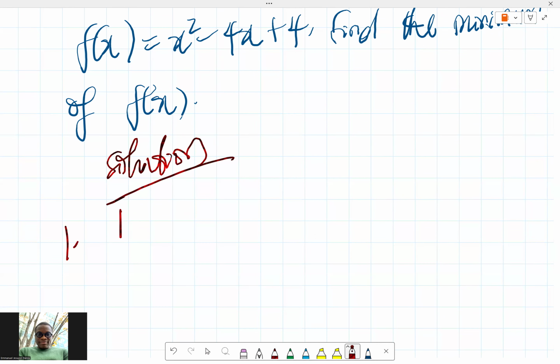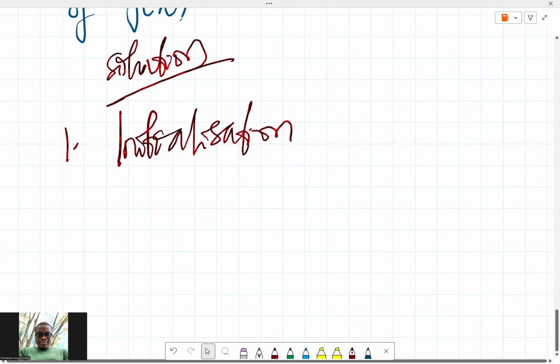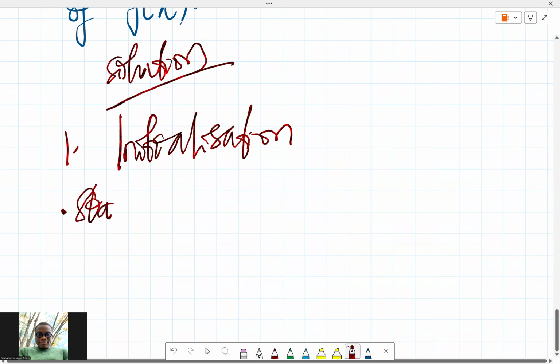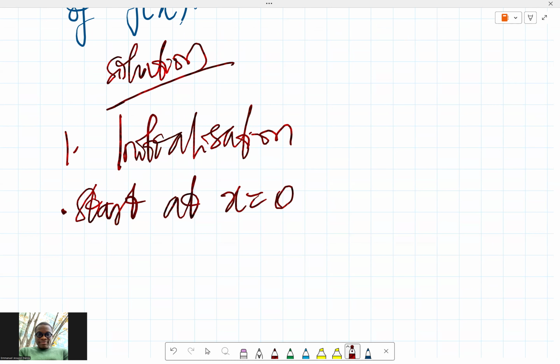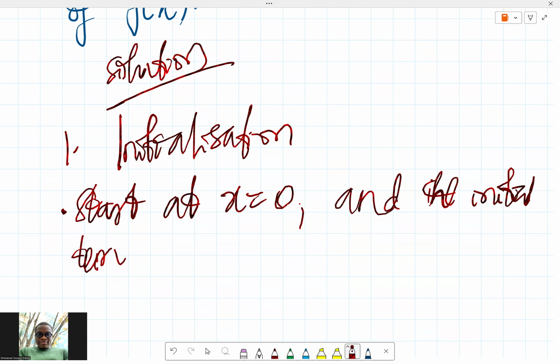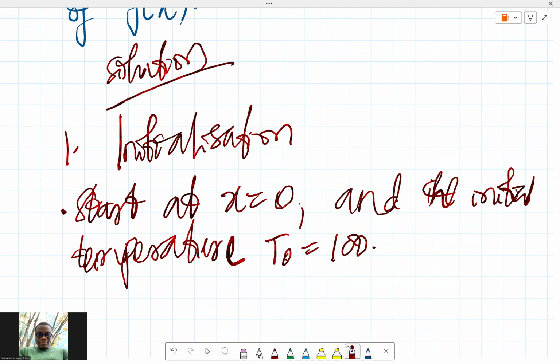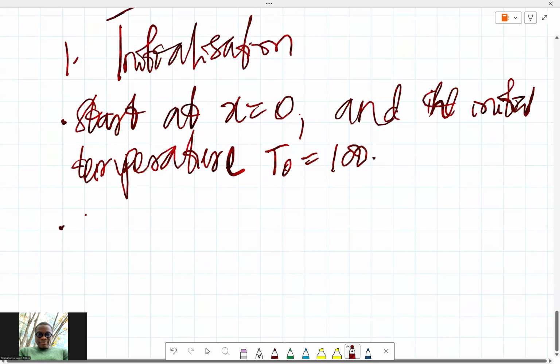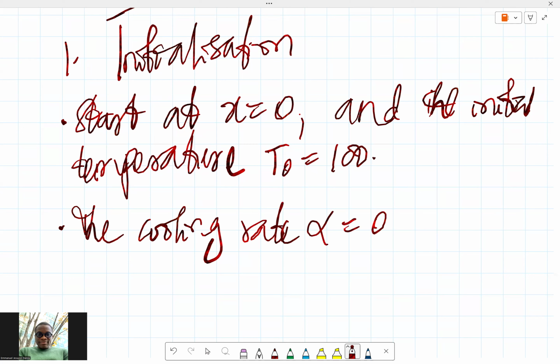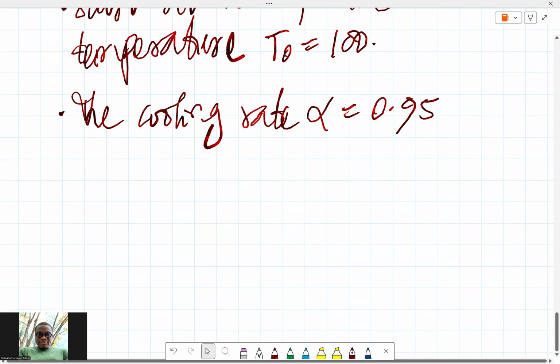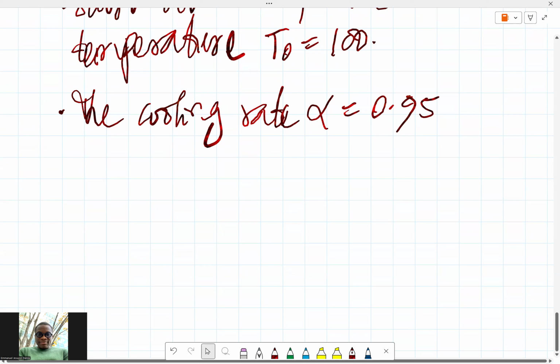Step one, initialization. You can start at x equals 0 and the initial temperature. Annealing is a temperature thing, so don't forget the initial temperature T naught equals 100. We also take the cooling rate alpha as 0.95. So with that, initialization is taken care of.